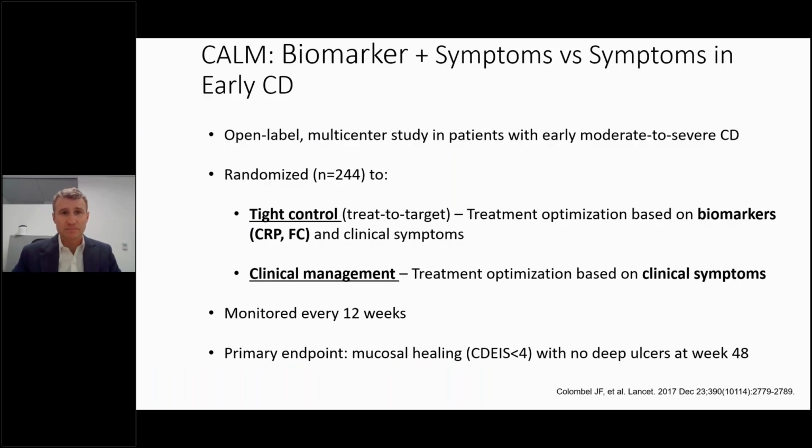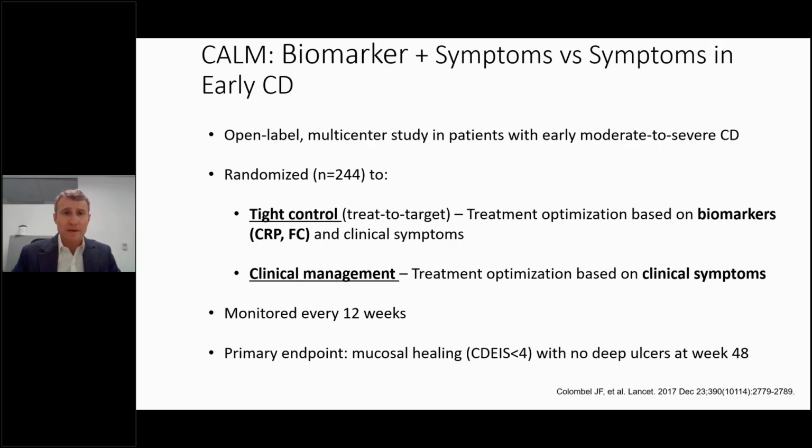I previously mentioned the CALM study, and the CALM study is really one of these pivotal clinical trials that informs our management paradigms in inflammatory bowel disease. It was published a few years ago now, but it was a randomized trial asking the question, can we use biomarkers as a potential surrogate and reflection of mucosal healing and disease activity, and does incorporating routine biomarker assessments into our clinical practice improve our clinical outcomes?